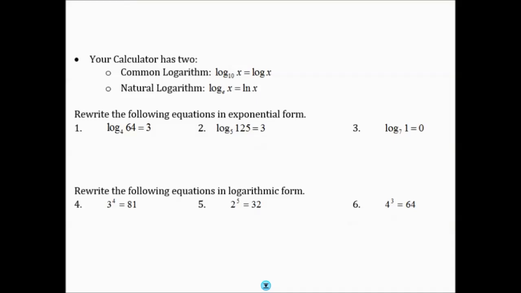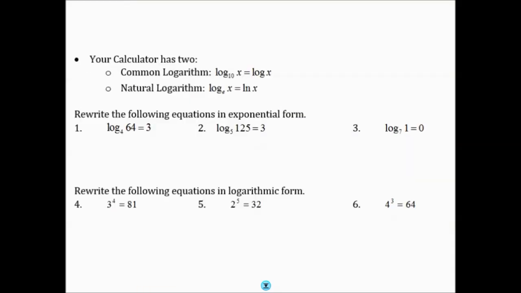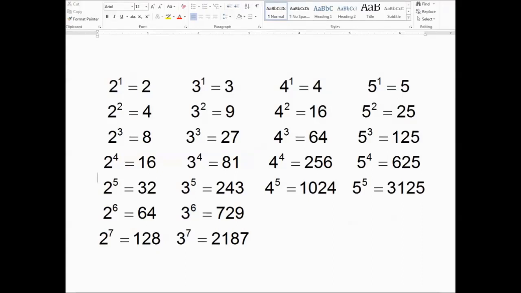Now we're going to rewrite the following equations in exponential form. So if we have log base 4 of 64 equals 3, remember that the base of the logarithm is always the same as the base of the exponential. So we have 4, and then the logarithm always equals the exponent. So 3 will be our exponent, and that equals 64. And this should give you a true statement. So you can always double check that you converted correctly by typing 4 cubed into the calculator or by looking at your power sheet if you still have your power sheet.